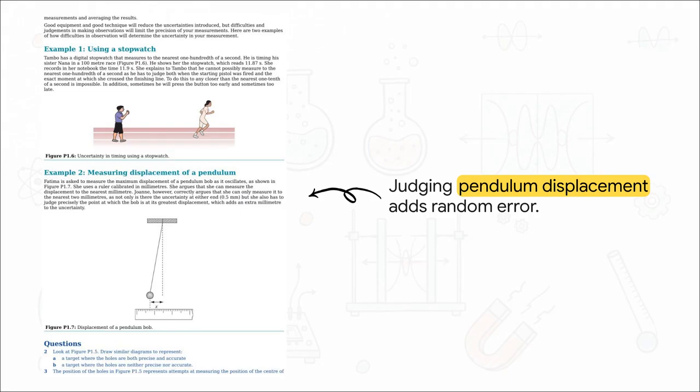I mean, you have to visually judge the exact fraction of a second the bob stops and turns around, and simultaneously read the millimeter mark. Sometimes you'll read it a bit early, sometimes a bit late. That is unavoidable uncertainty in action.